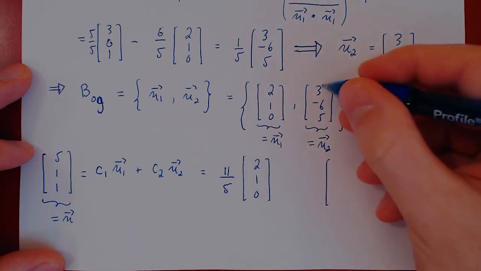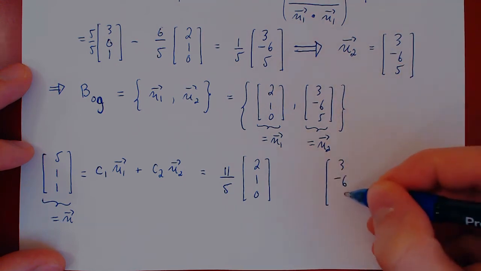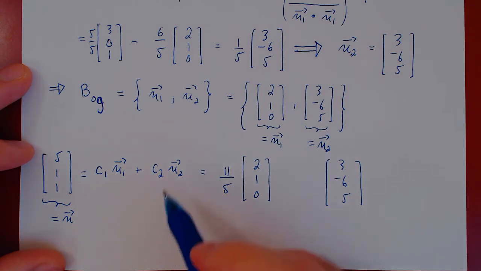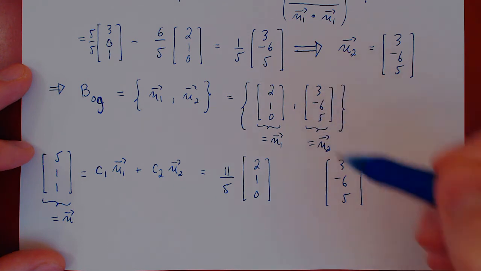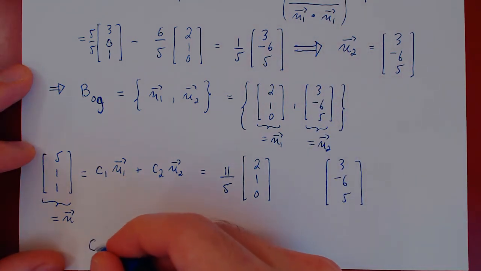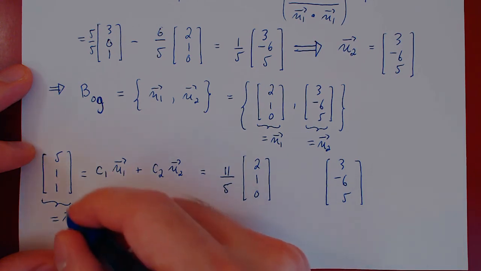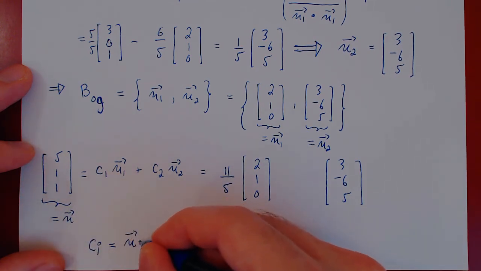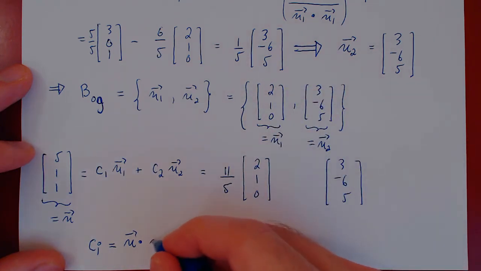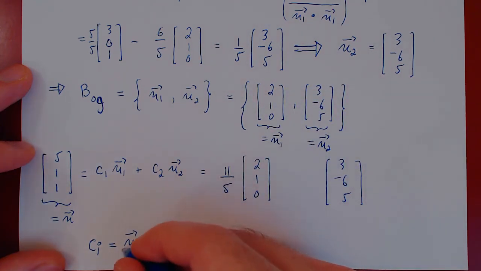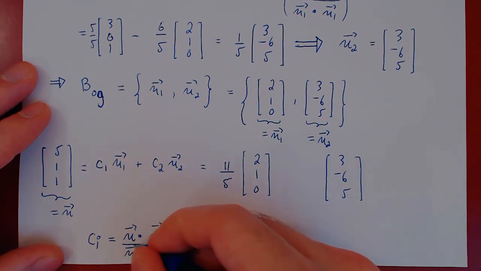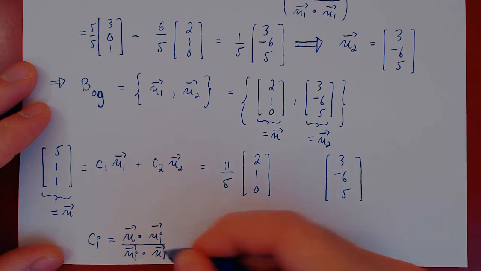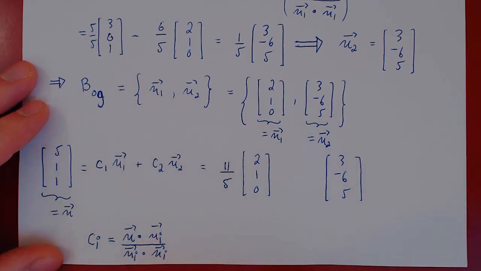Well, here's u2, (3, -6, 5). But if you recall, to find C2, it will be u dotted with u2 over u2 dot u2, right? If you recall the result, the ith coefficient was just the vector dotted with the ith basis vector, divided by the ith basis vector dotted with itself. So ui dotted with ui. This was our conclusion in the previous video looking at an orthogonal basis.